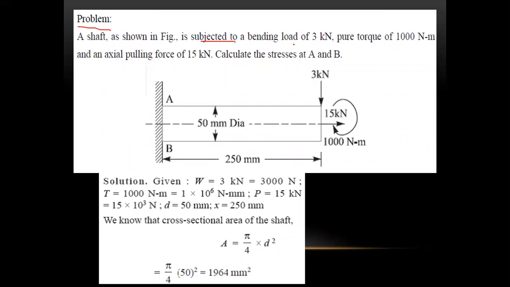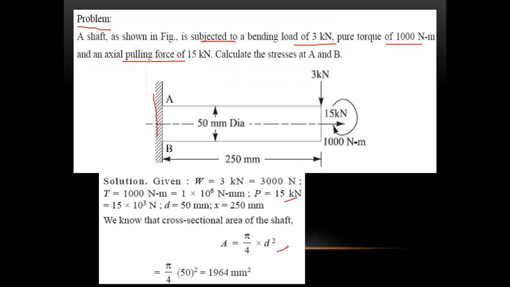It is subjected to a bending load of 3 kN, a pure torque of 1000 Newton meter, and an axial pulling force of 15 kN. Calculate the stress at A and B. So this is a bar. The diameter of the rod is 50 mm, the length is 250, and it has a pulling force of 15 kN. So write the given data.